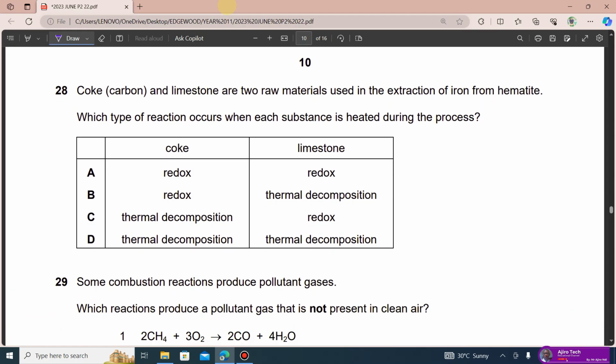Question 28. Coke, which happens to be carbon, and limestone are two raw materials used in the extraction of iron from hematite. Which type of reaction occurs when each substance is heated during the process? Coke goes in there more as a reducing agent, and then the limestone breaks down to produce calcium oxide and carbon dioxide. That's from the extraction of iron. So the most suitable option is B.